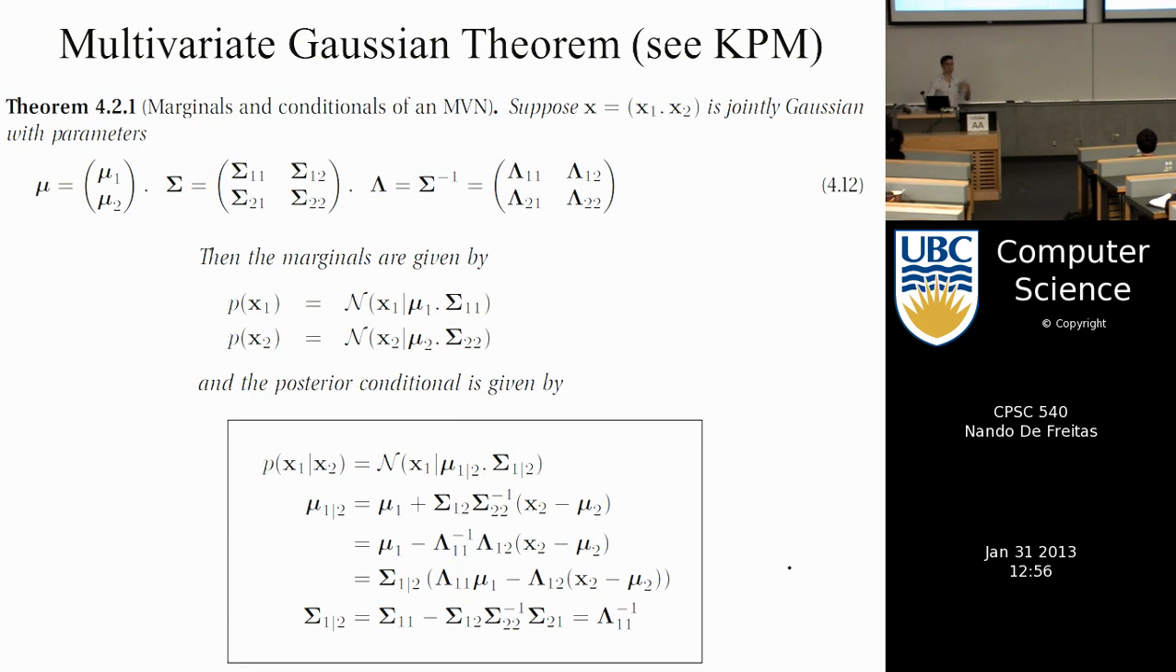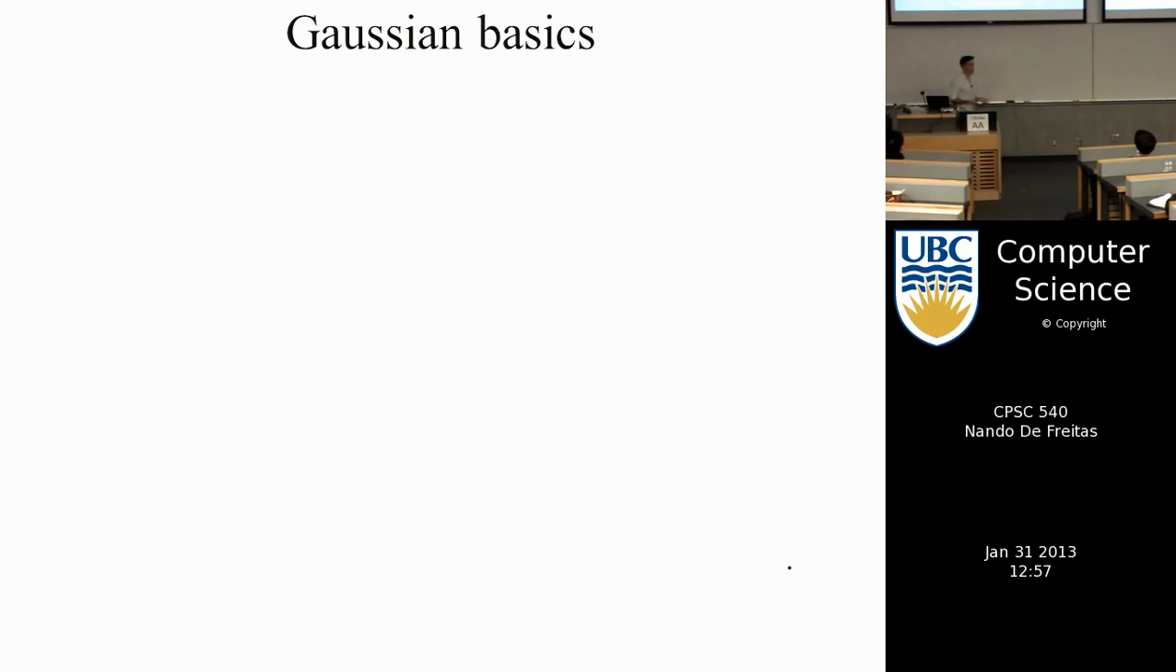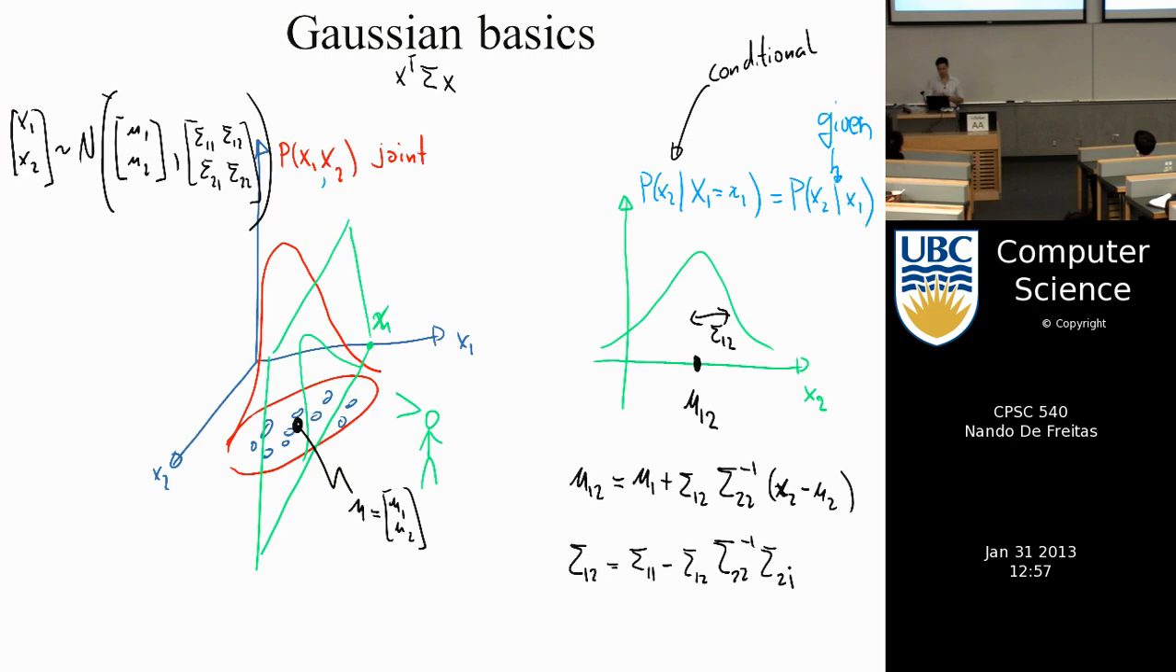The theorem is well within the reach of any grad student at UBC to go over the proof. In fact, if a grad student can't go over that theorem, I think there's a problem as to whether you should be in grad school or not. But it's just tedious algebra, and there's no point in boring you with that algebra.